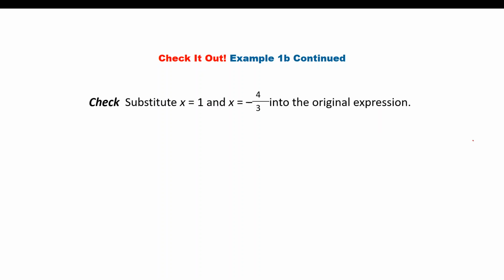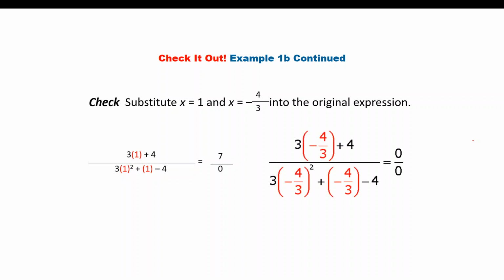All right, and the great thing about math is that we can actually check our work to find out if we're correct. So we can just substitute x equals 1 and then another time substitute x equals negative 4 over 3. When we substitute x equals 1, we end up getting 7 over 0, which we know is undefined, so we know we got the problem correct. If we substitute x equals negative 4 over 3, once again, we get 0 over 0, and that, again, is undefined. And so those are our two values for x that would make the expression undefined.